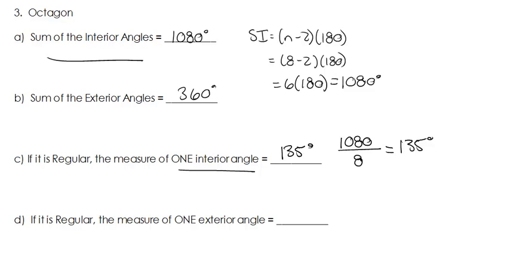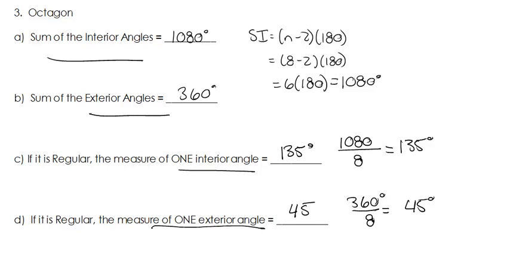And then the last part, the measure of one exterior angle, you would take the sum of the exterior angles and divide it by how many exterior angles there are. So 360 divided by 8 angles should end up with 45 degrees. Okay, so each exterior angle in a regular octagon is 45 degrees. Okay, so that's the basics of finding the angles on polygons. You should be able to find any interior and exterior angle in any regular polygon.